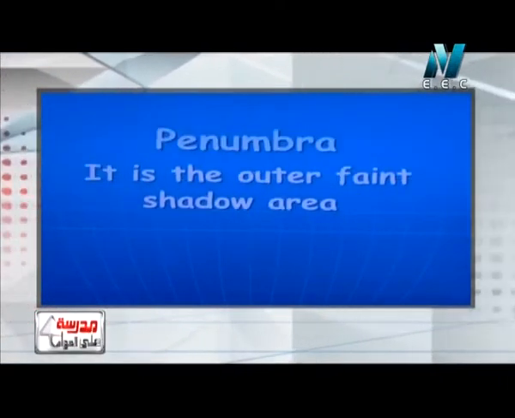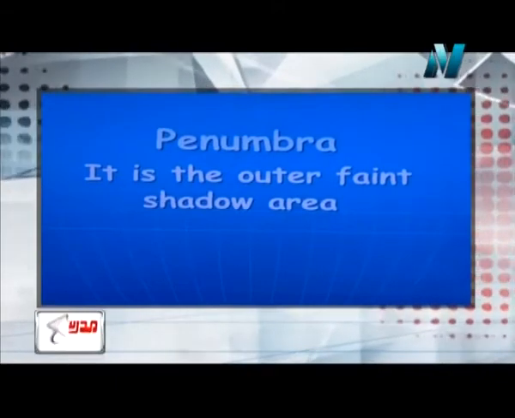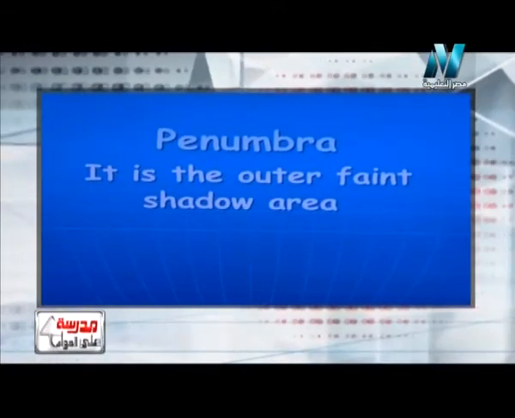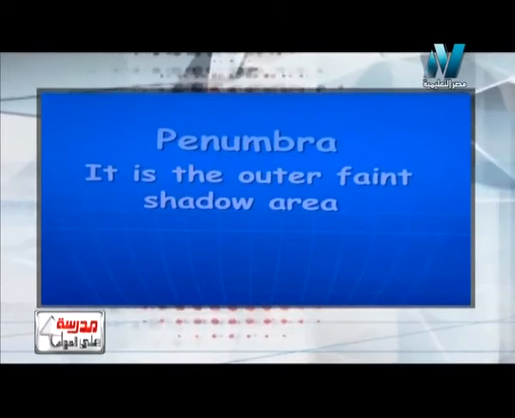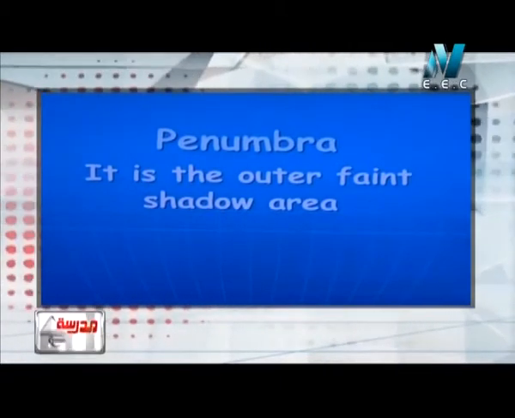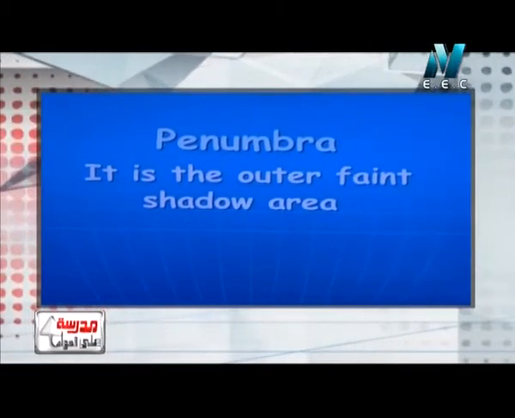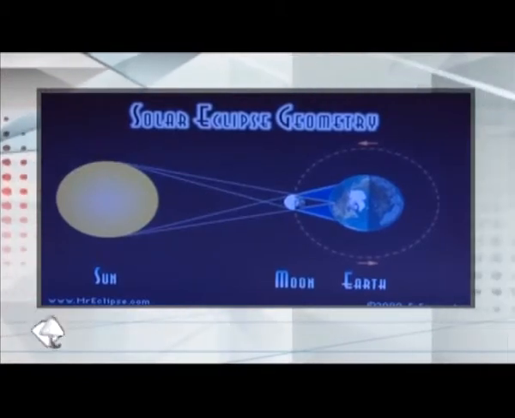Another definition for the penumbra, it's the outer faint shadow area. هما منطقتين مش منطقة واحدة. They are the outer faint shadow area. So it's the phenomena of solar eclipse.